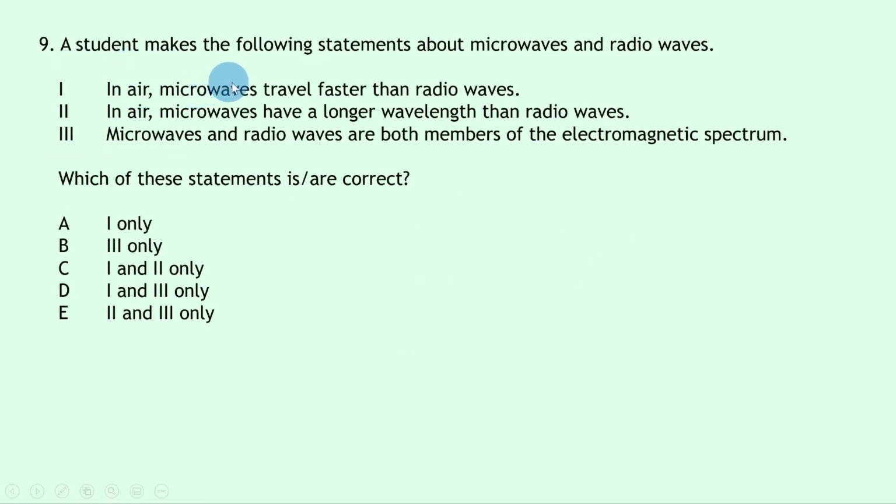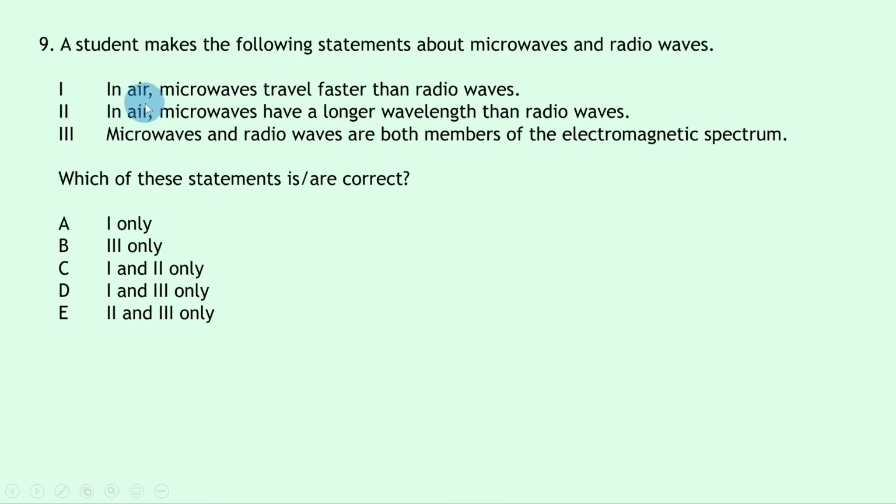Question 9 says that a student makes the following statements about microwaves and radio waves. Statement 1 says that in air, microwaves travel faster than radio waves. Statement 2, in air, microwaves have a longer wavelength than radio waves. And statement 3, microwaves and radio waves are both members of the electromagnetic spectrum. Which of these statements is or are correct? Well, let's go through each of these statements in turn and decide whether they are true or false.